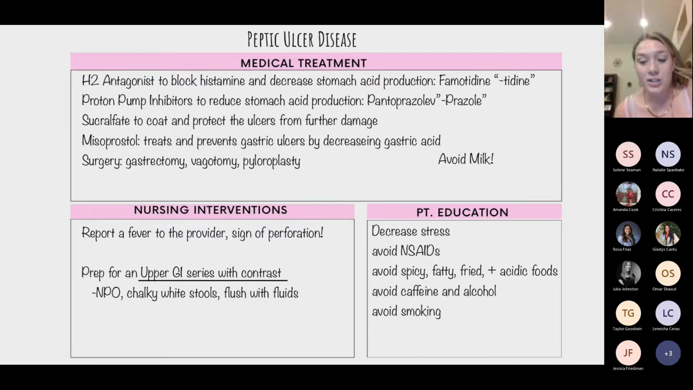A lot of our education is going to be on minimizing those risk factors, so avoiding stress, NSAIDs, foods that upset our tummy, caffeine, alcohol, and smoking.